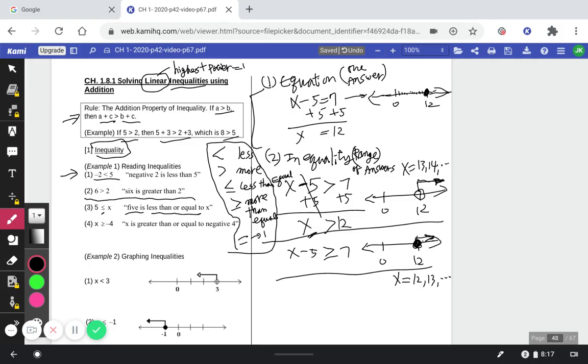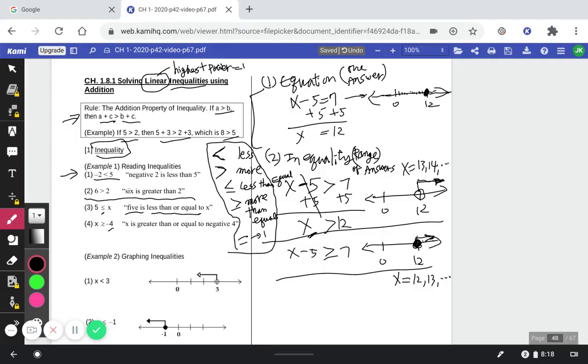Now, can you read number 4? Yes, you're right. x is greater than or equal to negative 4. So that's how you read it. You read from left to right, and you have to memorize which sign represents less than, which represents more than, which represents less than or equal, and which represents more than or equal.